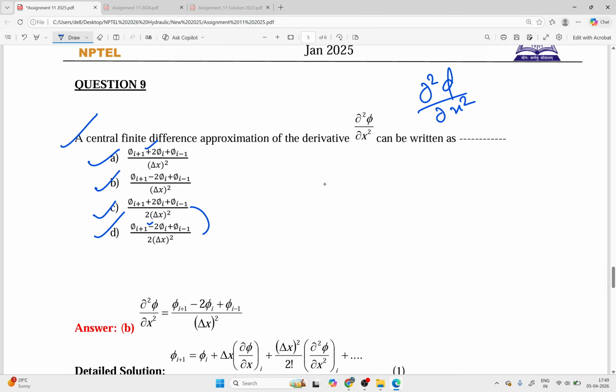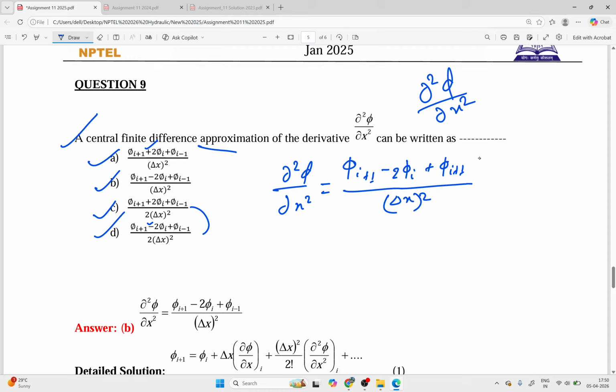How? You will write the approximation. This is not exact, remember please. Here the approximation term is used; you are not going to write exactly. So remember, del square phi by del x square is not exactly phi i plus 1 minus 2 phi i plus phi i minus 1 divided by del x square. This is not exact. The other terms are there. This is an approximation, remember.